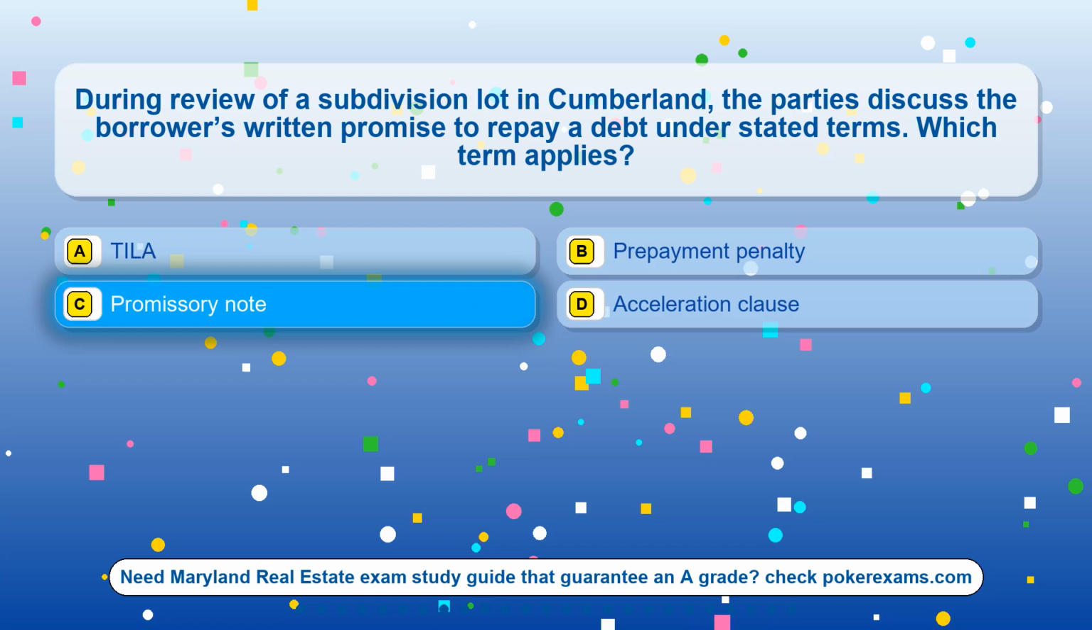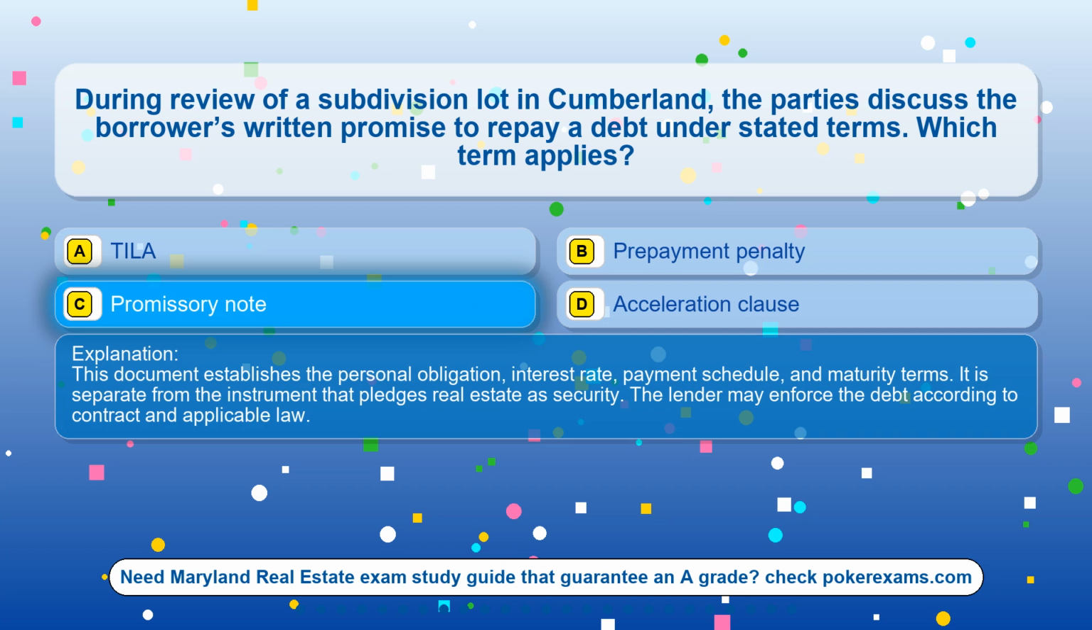The correct answer is option C, promissory note. This document establishes the personal obligation, interest rate, payment schedule, and maturity terms. It is separate from the instrument that pledges real estate as security. The lender may enforce the debt according to contract and applicable law.